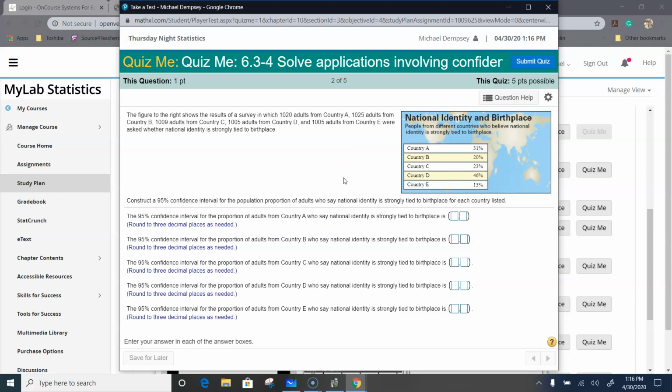Okay. The figure to the right shows the results of a survey in which 1,020 adults from country A, 1,025 from B, and so on, were asked whether national identity is strongly tied to birthplace. We want a 95% confidence interval for folks from country A. So we have to do a bunch of intervals given these percentages. For country A, the point estimate was 31% out of 1,020.